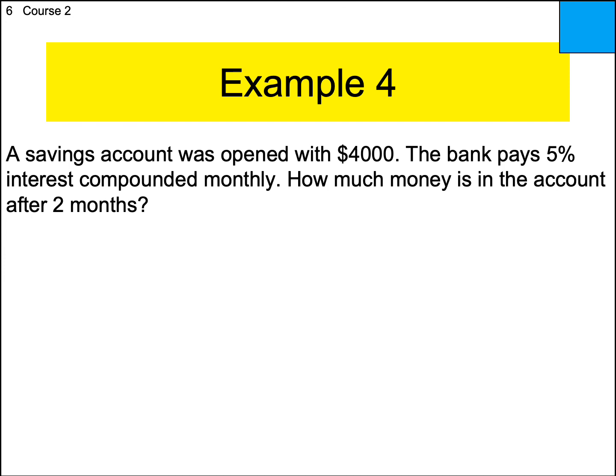All right, you've got a savings account. You put in $4,000. The bank pays 5% compounded monthly. Most banks compound it monthly. If you look at your monthly bank statements, you see that they pay you interest every month. How much money do you have at the end of 2 months?